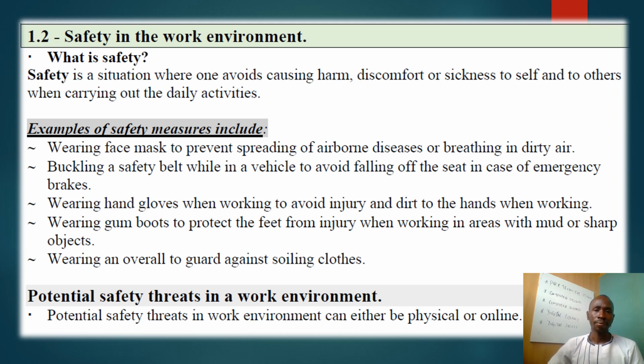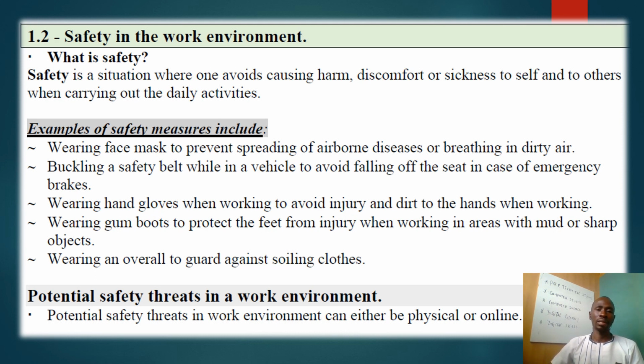For example, one can be advised to wear a mask to avoid spreading airborne diseases or breathing in dirty air. This is very common, like the previous pandemic of coronavirus, where the virus was spread by just breathing. So you'll avoid this by wearing what we call masks. And those masks can also be worn in industries and factories so that you may avoid breathing in dirty air.